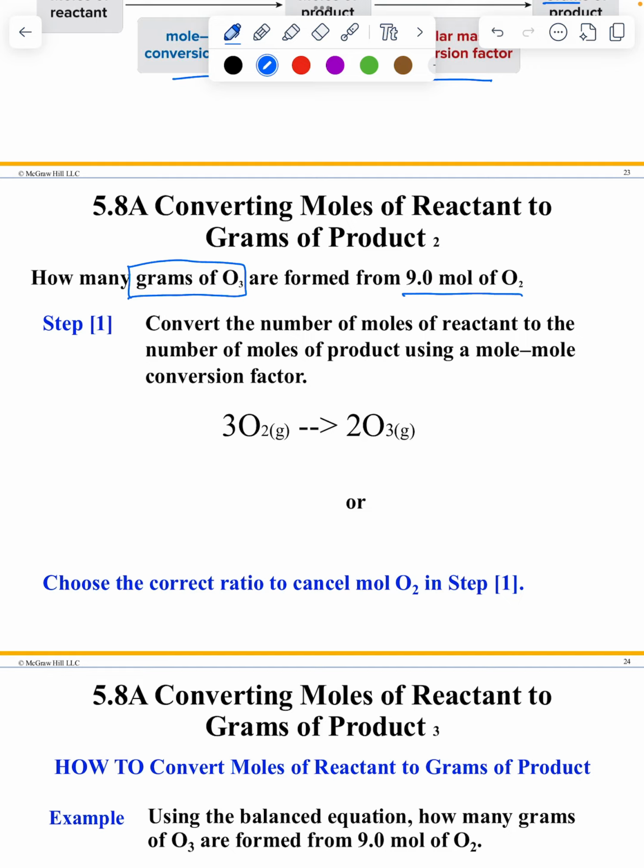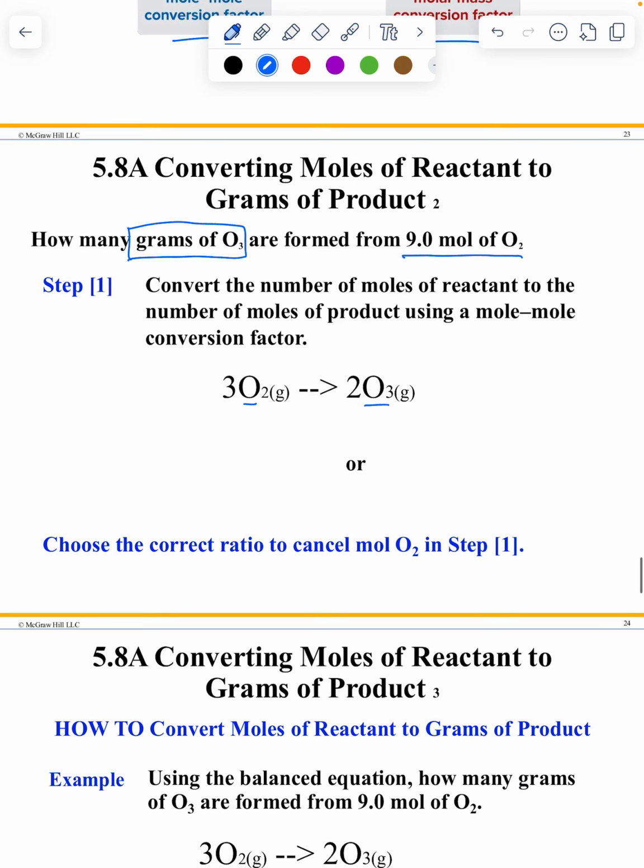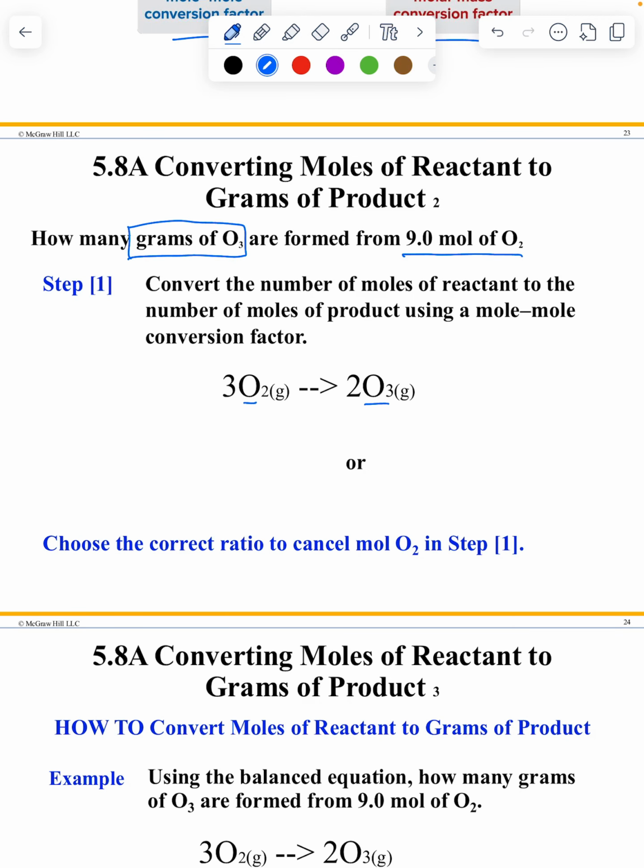So we want to think about how can we convert between moles of O2 and moles of O3. And so we're going to use that mole ratio. So our balanced equation tells us 3 moles of O2 over 2 moles of O3. Or we could write the other conversion factor, putting moles of O3 on top and moles of O2 on the bottom. We want to take a look back at what we were given, and we were given moles of O2, so we want to choose the conversion factor that has moles of O2 on the bottom, so that would be this conversion factor.